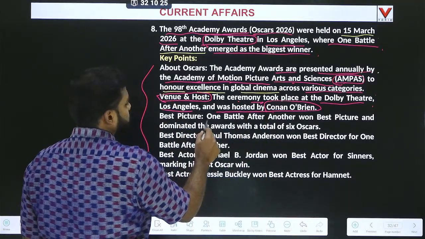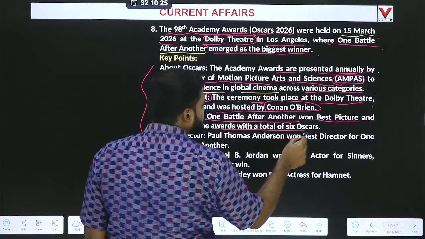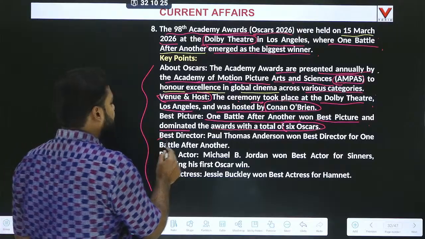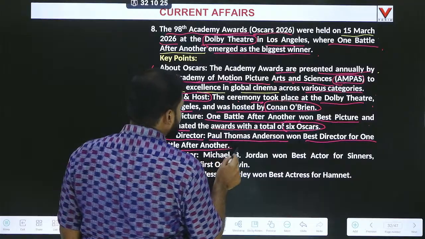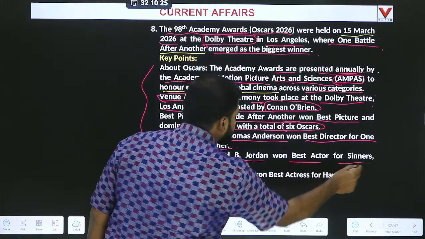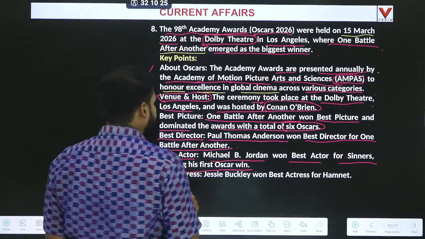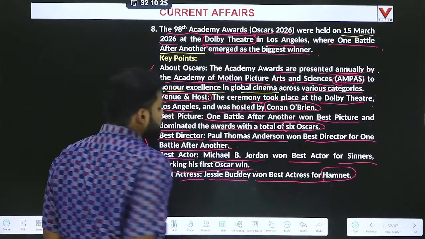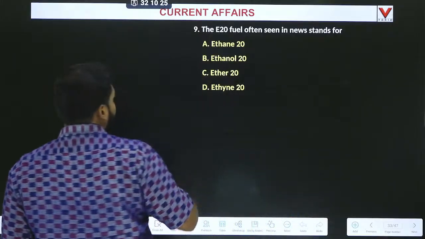Okay, best picture: One Battle After Another won best picture and dominated the awards with a total of 6 Oscars. Best director: Paul Thomas Anderson won best director for One Battle After Another. Best actor: Michael B. Jordan won best actor for Sinners, marking his first Oscar win. Best actress: Jessie Buckley won best actress for Hamnet. Okay, let's attend the next question.